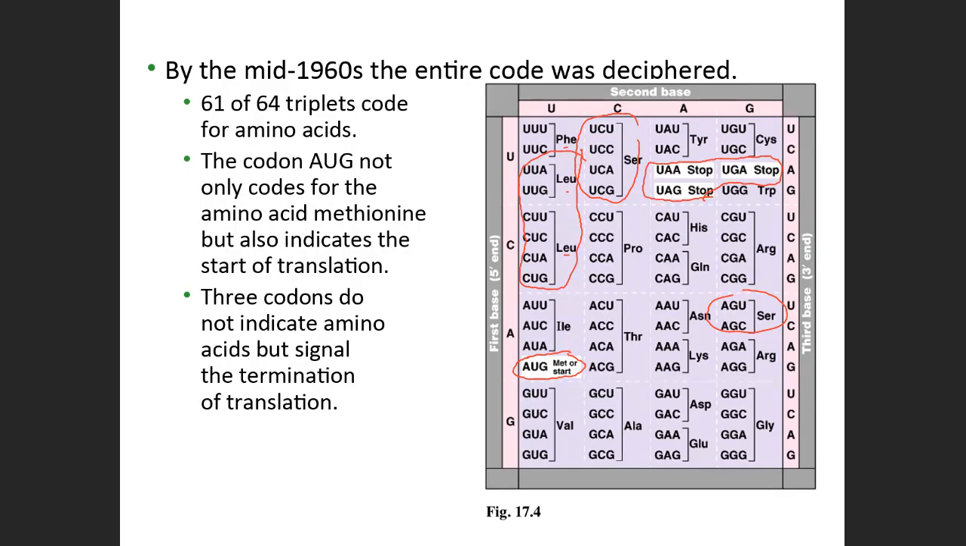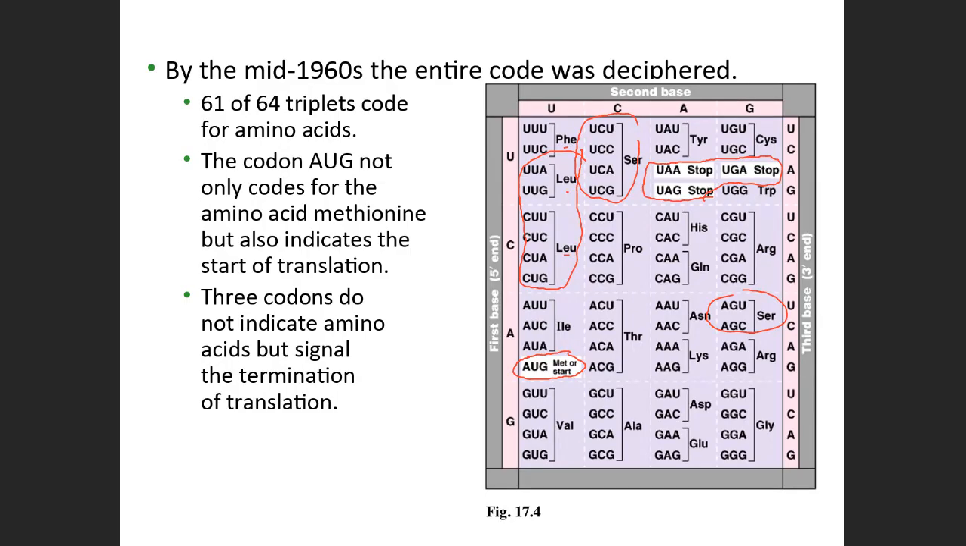There are just 20 amino acids, but for almost all of them, except methionine, there's more than one codon. In some cases, there are up to 6 codons for a particular amino acid. So the code is redundant, right? A redundant code.